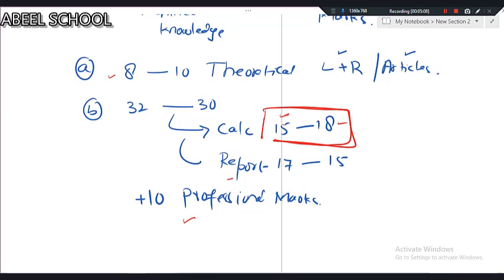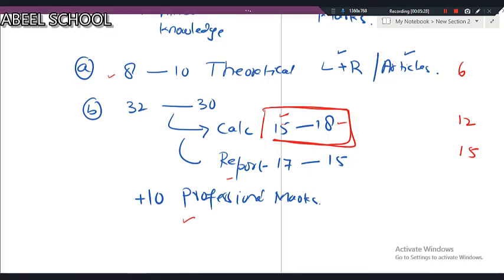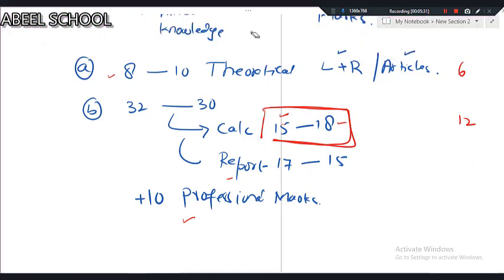For example, let me give you some marks. Let's say in part A, someone gets only 6 marks. In the calculation area, which ranges from 15 to 18, you just manage to get 12 marks. In the report, let's go below 15, assuming someone is getting just 12 marks. But at least you must get 10 out of 10 professional marks, because getting 10 professional marks is not difficult at all.